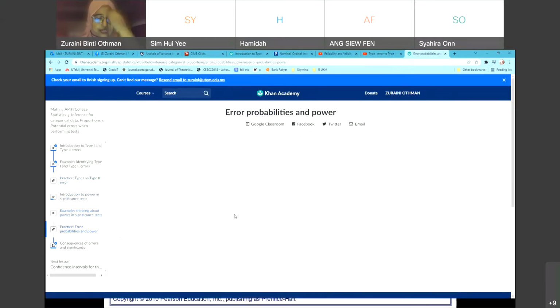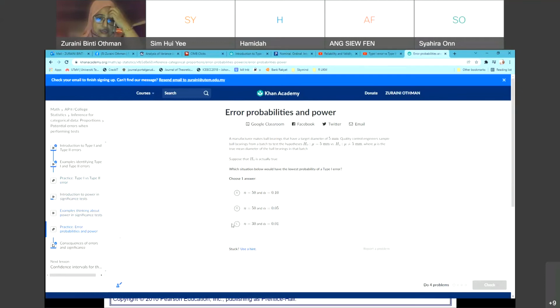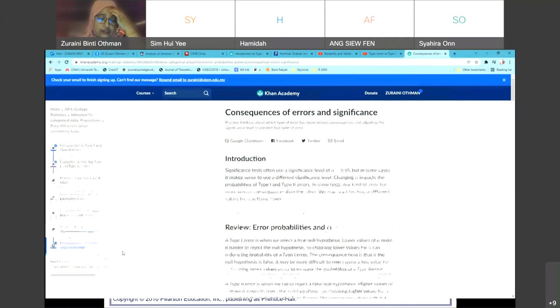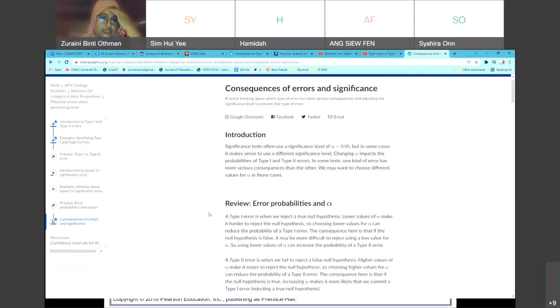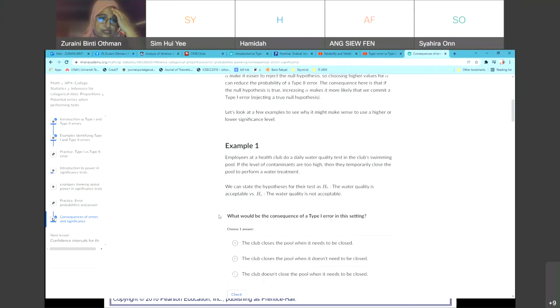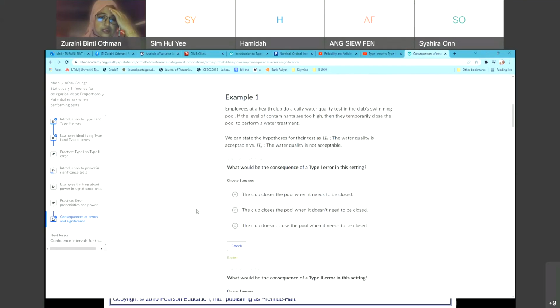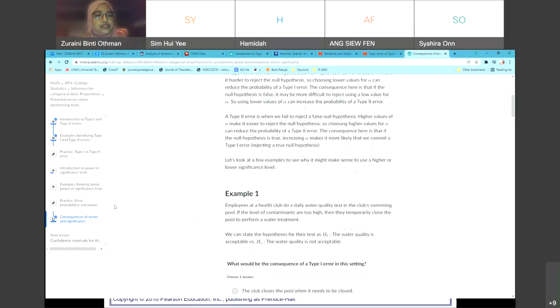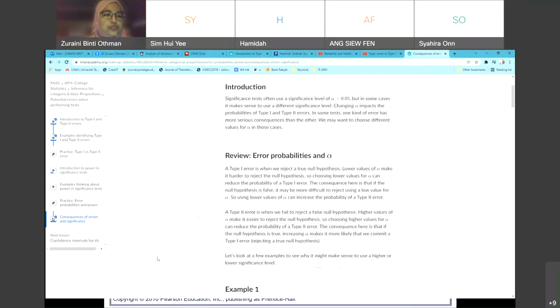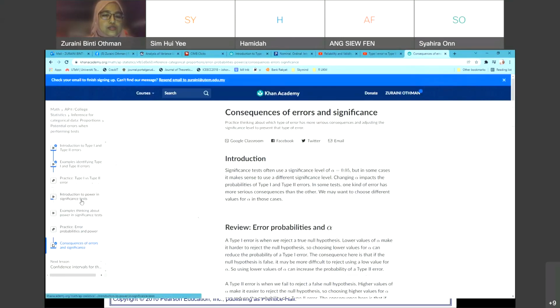You may try this practice after this. And lastly is the consequence of errors and significance. What does this mean? This is the review, and this is the example. Then you may check your answer. This is one source that we may use in our study.